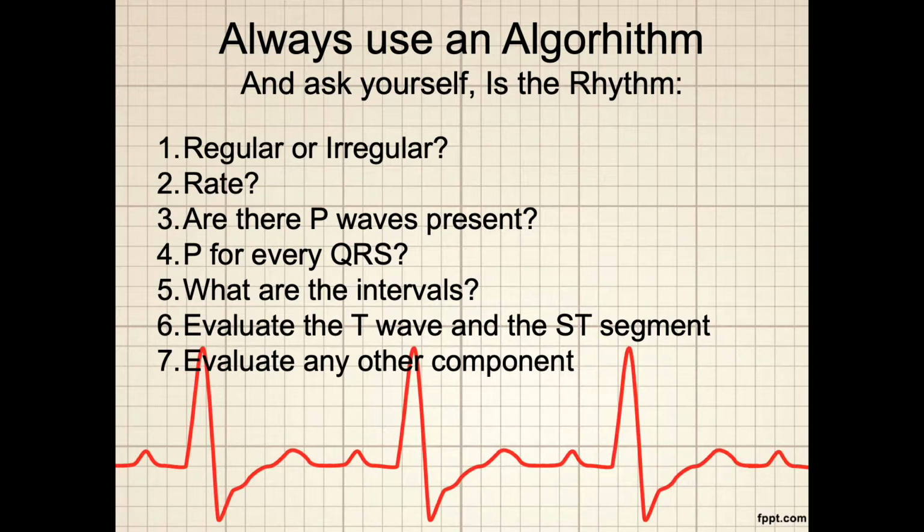So in this case, ask yourself, is this rhythm regular or irregular? You should then ask, what is the rate? Are there P waves present? Fourth, is there a P wave for every QRS? Or think about it conversely, is there a QRS for every P wave? What are the intervals? You should evaluate the T wave, and then the ST segment, and then evaluate for any other component. Once, and only after you complete steps 1 through 7, should you attempt to give that pattern a name. In other words, interpret that EKG.